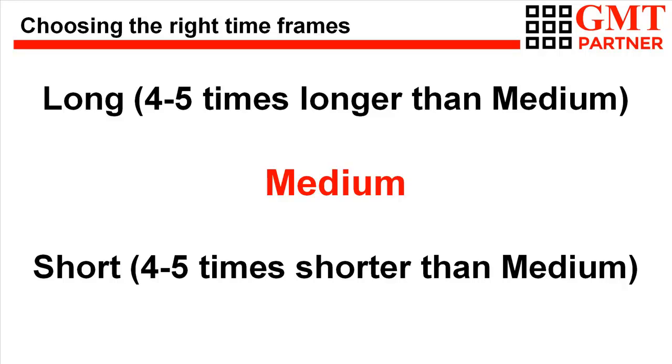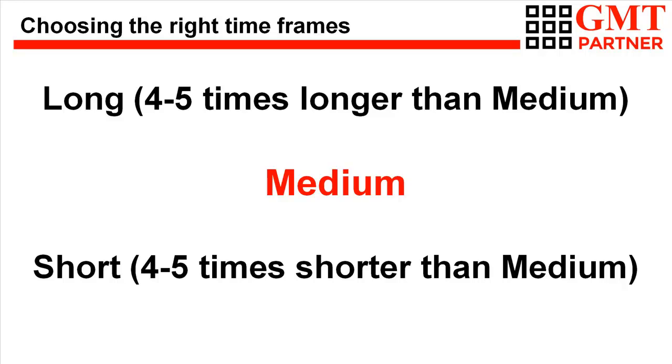In the triple screen strategy, this time interval serves as a medium time frame. The long time frame should be 1 degree longer, and the short time frame should be 1 degree shorter than the medium. Dr. Elder recommends using 3 different time frames simultaneously: long, medium and short, and start from the medium time frame. After choosing the right medium time frame, all you have to do is to choose a long and a short time frame.